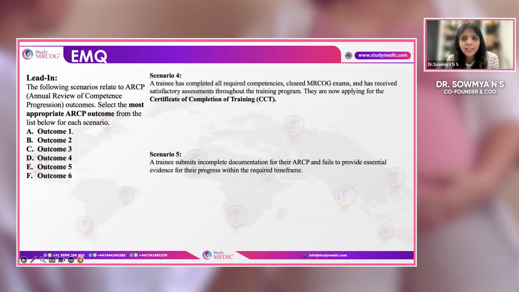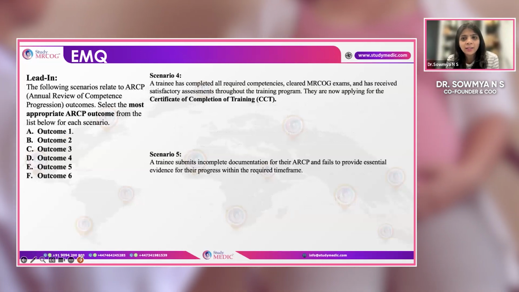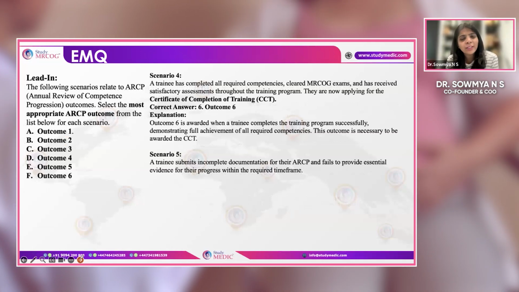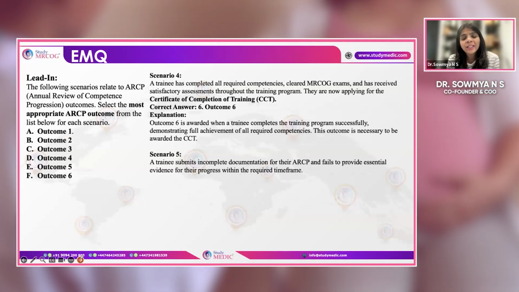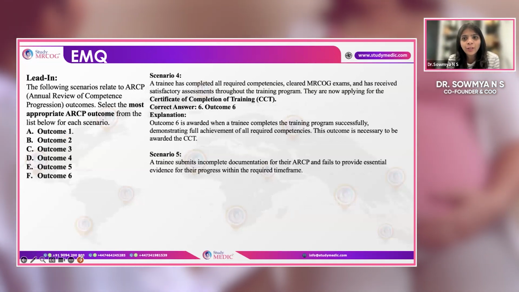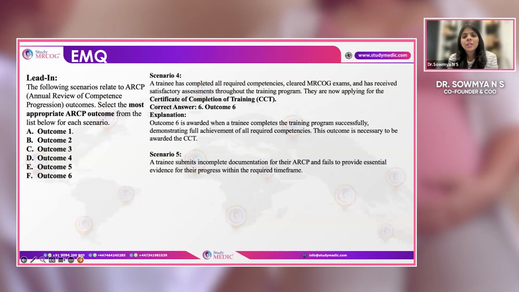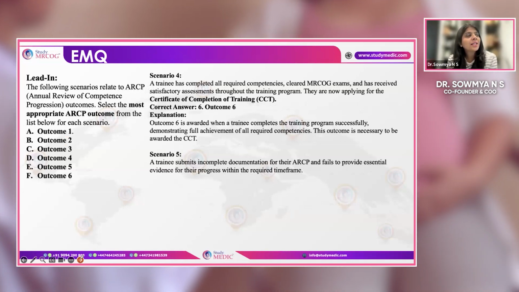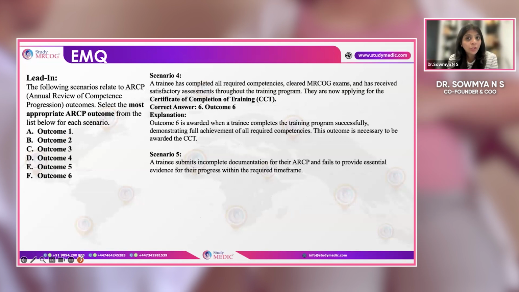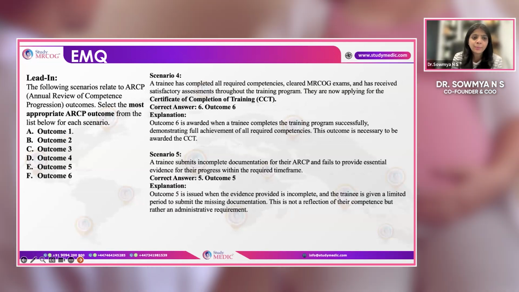Okay, the next one is easy. Someone who has cleared MRCOG and they are applying for CCT. Obviously, the last one, outcome 6. The next one, scenario 5, trainee submits incomplete documentation for ARCP. So the educational supervisor or the ARCP panel is unable to give you any outcome for ARCP. Then it is outcome 5, where they would ask you to submit.